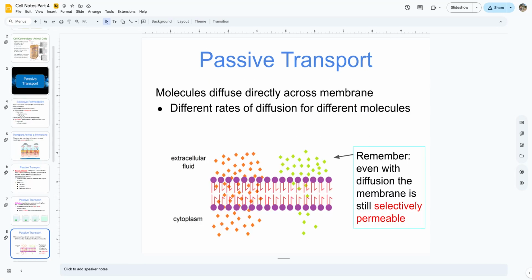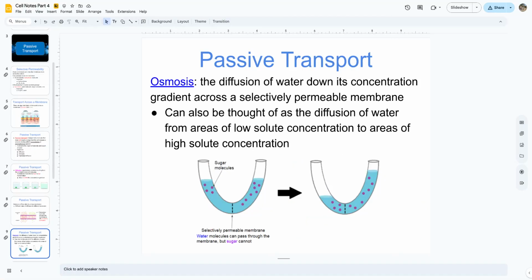All right, so this is just showing how different molecules move at a rate. Remember, they're going to move from high to low concentration. There's just different rates of diffusion depending on what types of molecules they are.